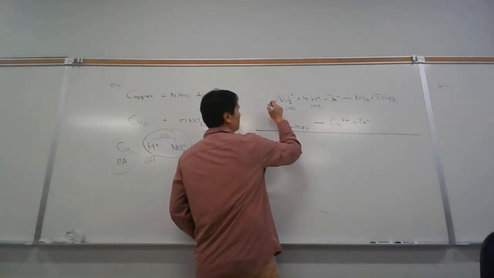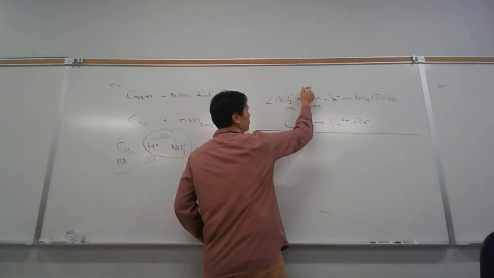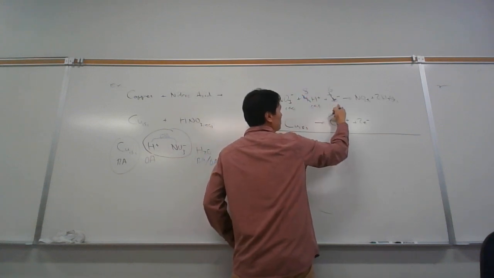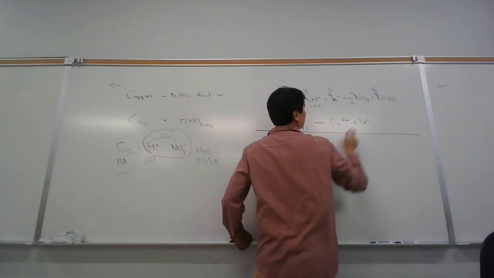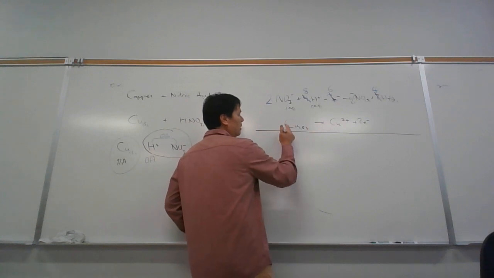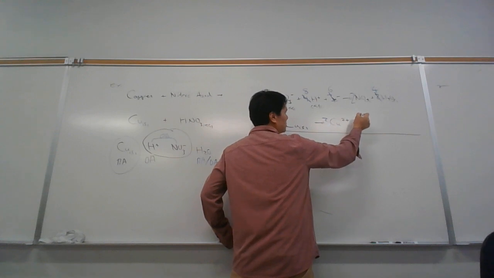So I'm going to multiply the top one by 2. So there's 2 nitrates. 2 times 4 gives me 8 H plus. 2 times 3 will give me 6 electrons, plus 2 NOs, plus 4 H2Os. So that gives me 6 electrons here on the left. And then on the bottom one, I'm going to multiply by 3. So this is 3, 3, and then 3 times 2 is 6.